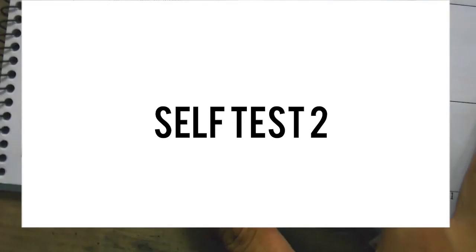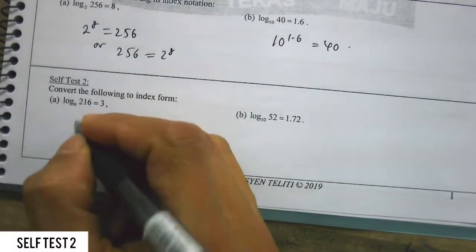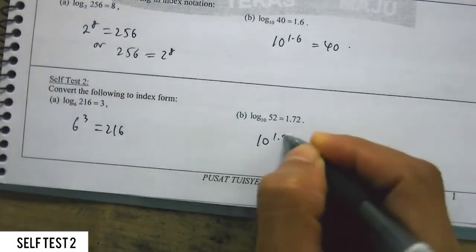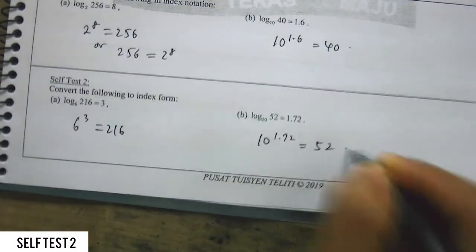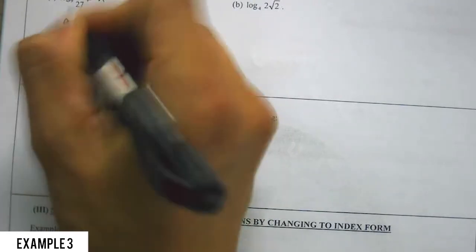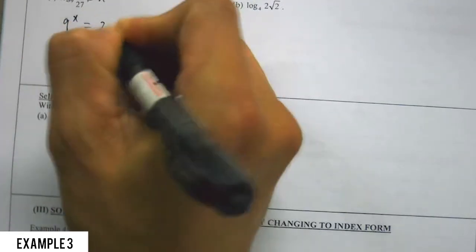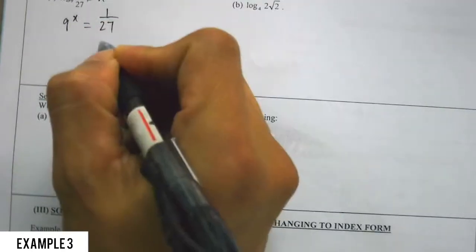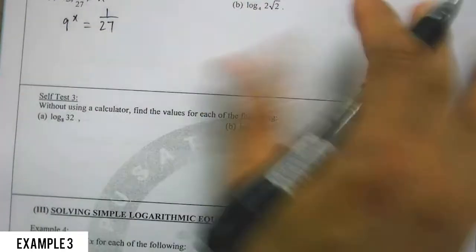Now next one, here we write 6 power 3 is 216, 10 power 1.72 equals 52. Alright, simple, right? So now how do you evaluate without using a calculator? We let this be x. This in logarithm form we can change to index form. Now remember, when you write index form, 9 power x equals 1 over 27. And remember, in the previous chapter we've done something like this, right?